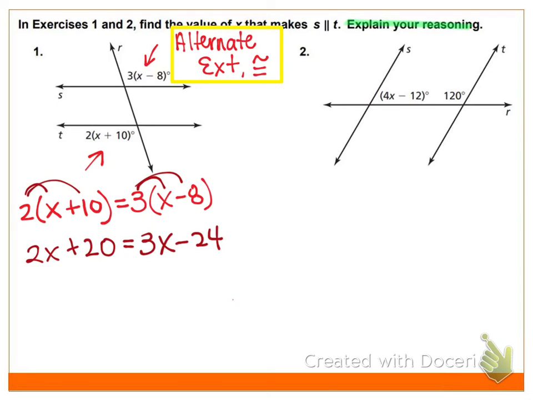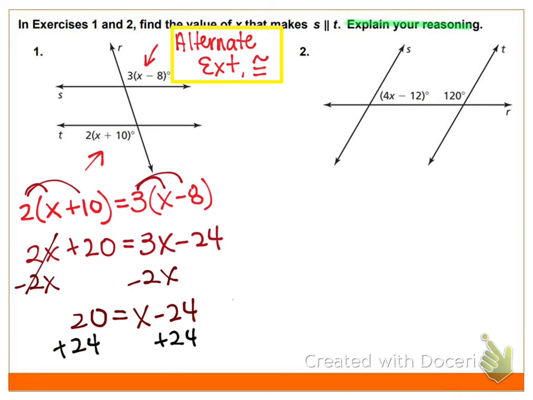Move my smaller x, which here is 2x. So 20 equals x minus 24. Last step, add 24. So x is 44. So you want both things boxed or circled, however you answer your problem.